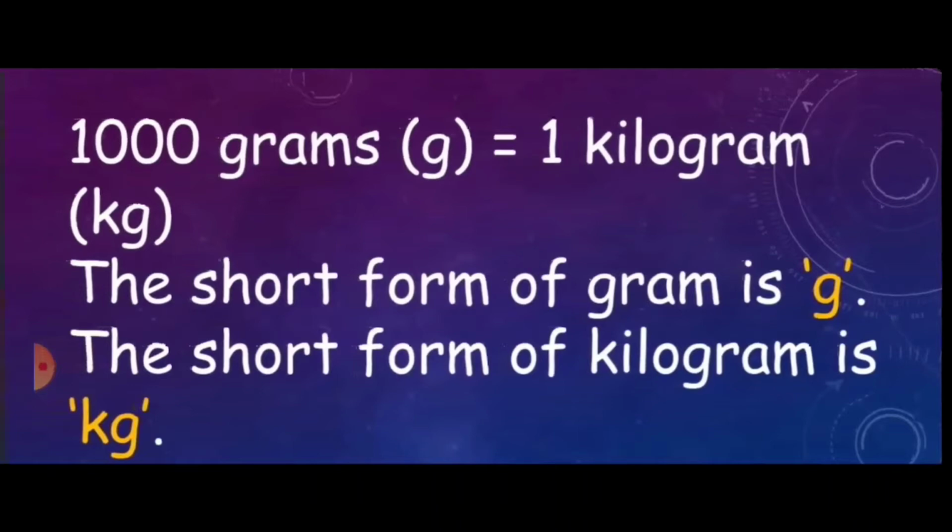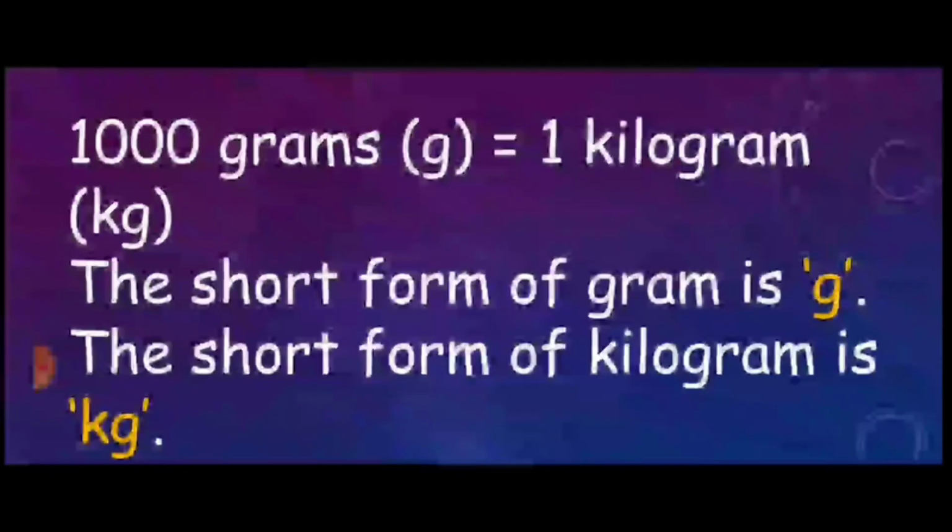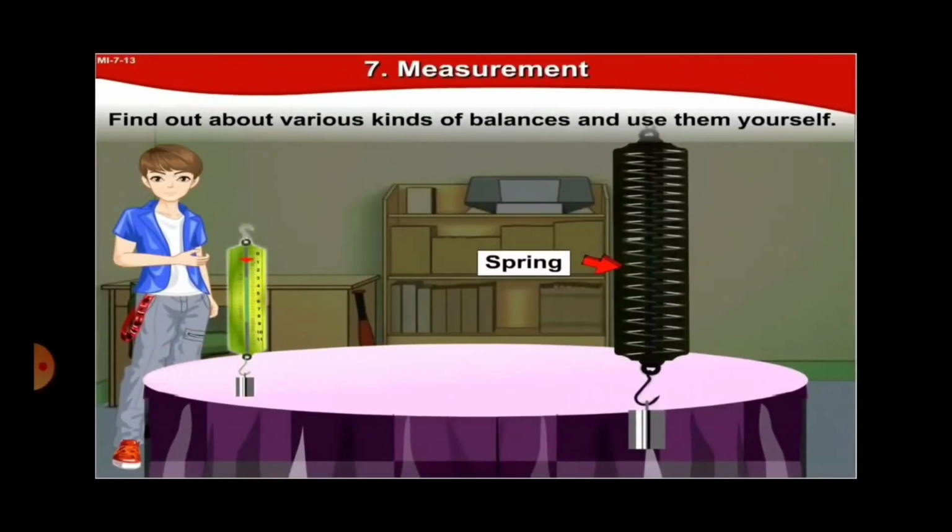So 1000 grams is equal to 1 kilogram, or you can say 1 kilogram is equal to 1000 grams. The short form of gram is g, small letter g, and the short form of kilogram is kg. So children, kilogram is the standard unit for measuring weight, and when you measure something less than 1 kg, it is measured in grams.